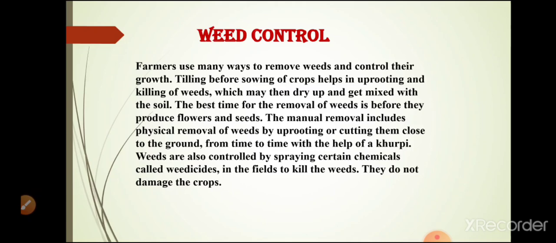And weedicides are poisonous. During spraying of these chemicals, the farmer should take care of themselves and they have to cover their mouth and nose. What are the examples of weedicide? One of the examples is 2,4-D. This is the name of the weedicide.